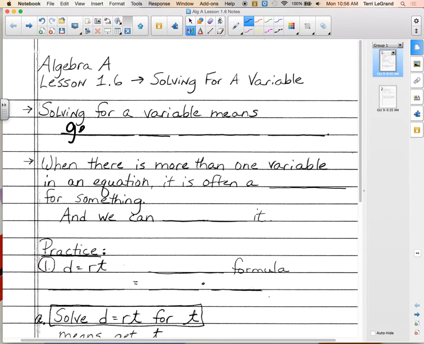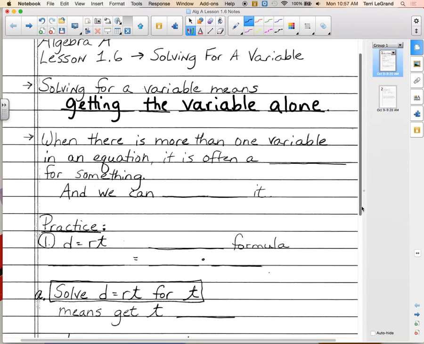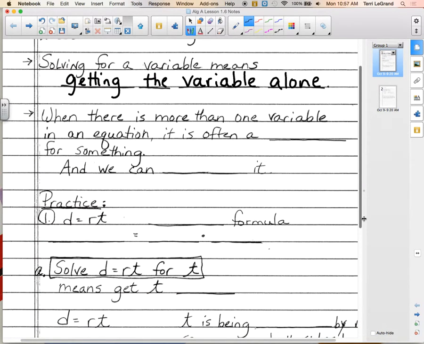So let's fill that in. If they tell you to solve for an indicated variable, it just basically is telling you to get the variable alone. So solving for a variable means getting the variable alone. No matter how ugly the other side looks, as long as we follow the process correctly, if that variable is alone, that equation is actually solved.